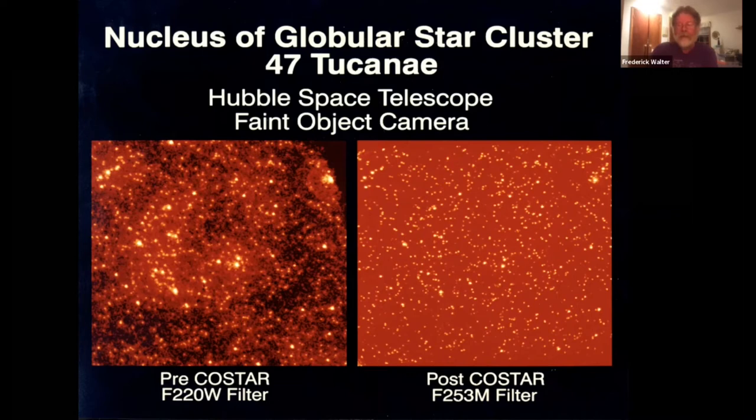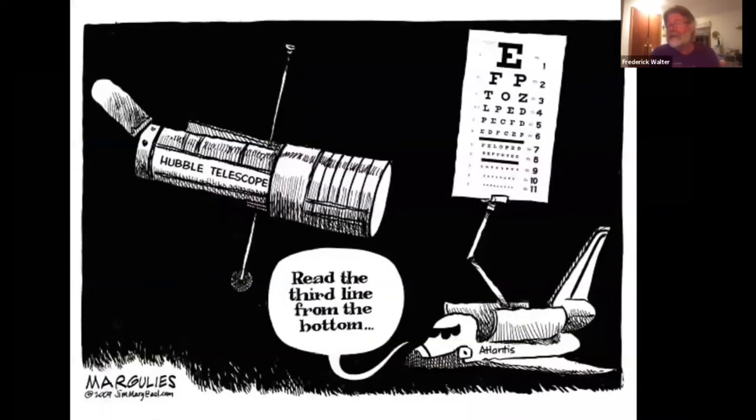So the mirror was fixed. It only took 4 years and $40 million, but the mirror was fixed. And as of 1993, the Hubble Space Telescope was meeting specs. It was better than it was supposed to be. And of course, the editorial cartoonists made light of that too.